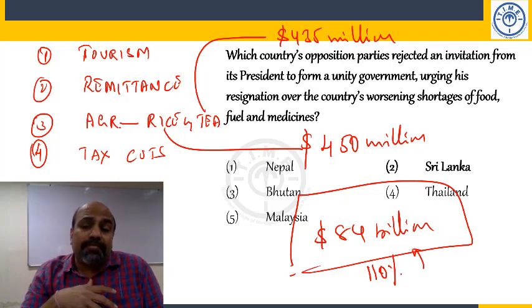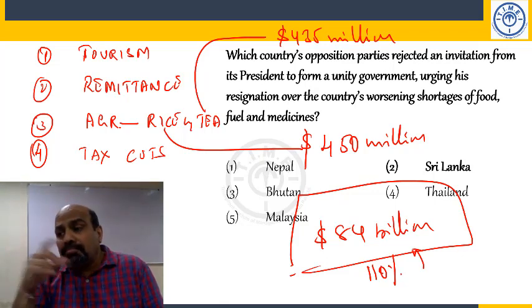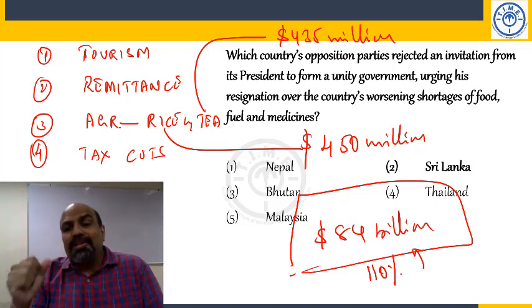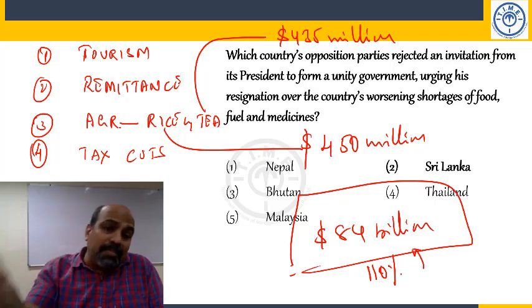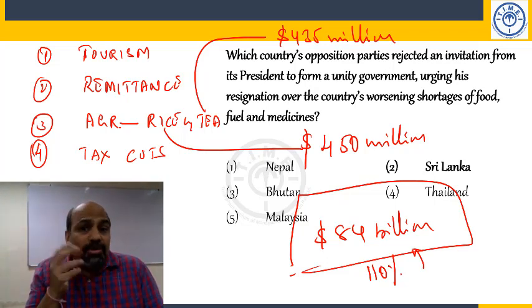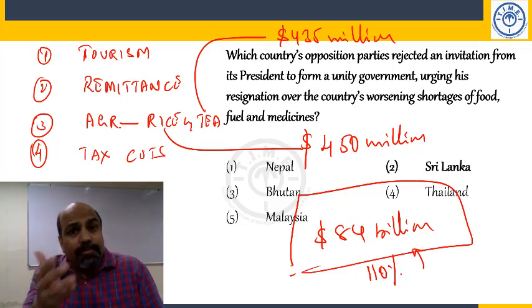There is a great deal of anger, resentment, frustration. There are scores of protests against the Sri Lankan government to do something that will reduce the hardship faced by people. It didn't help. In the midst of all these problems, the Sri Lankan government said, okay, our tax revenue has gone down. We will do one thing, let's print currency. So they printed currency. Can you believe that?